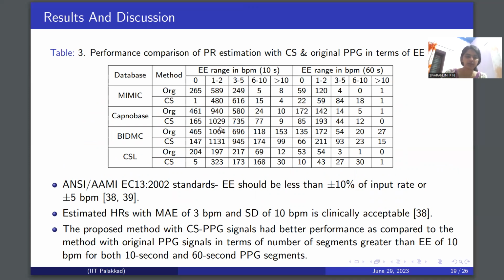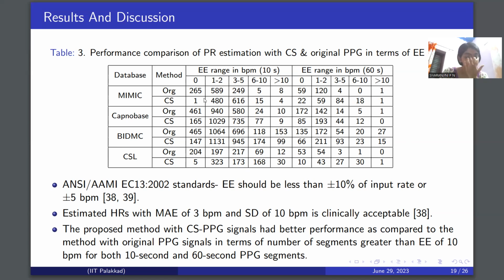From this table, we can find that for CS PPG measurements, the number of segments which have error greater than 10 is less compared to original PPG for both 10-second and 60-second segments. And as per the American standards, the estimation error should be within 10% of the input rate or within plus or minus 5 beats per minute. So the proposed method had a better performance as compared to the original PPG in terms of the number of segments which had estimation error within 10 beats per minute.